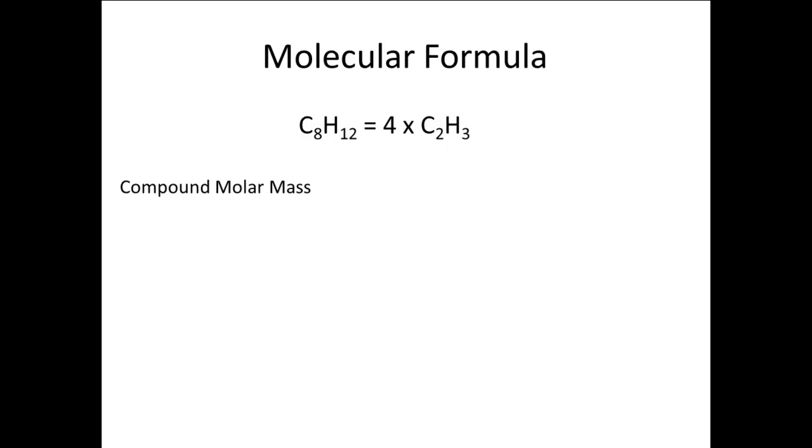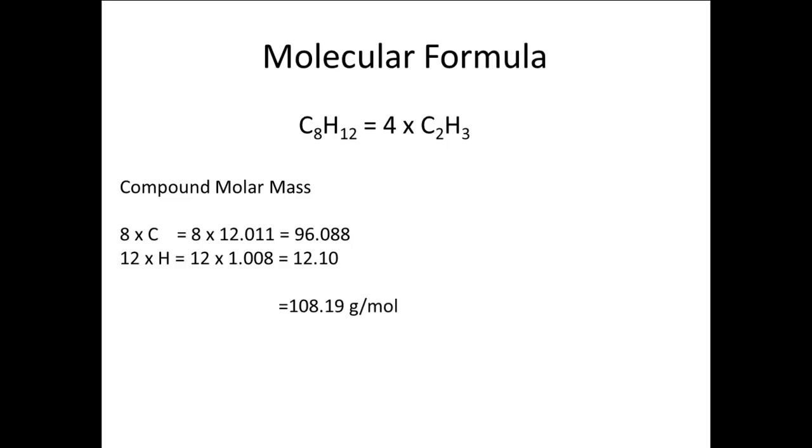The molar mass of the compound is 8 times carbon, which is 8 times 12.011, or 96.088, plus 12 times hydrogen, which is 12 times 1.008, or 12.10, which needed to be rounded to 4 sig figs, and we add them to get 108.19 grams per mole, which is only good to the second decimal place.